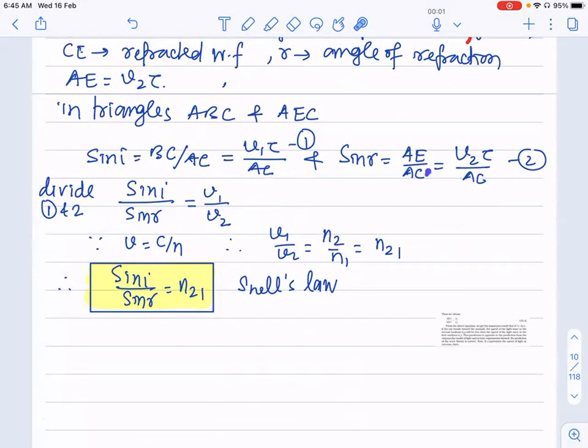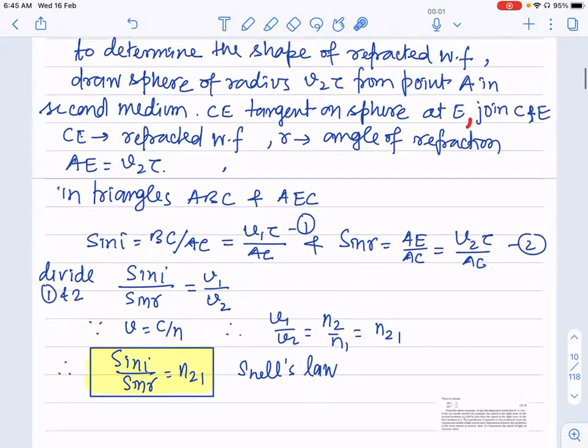तो sin i by sin r की वैल्यू पुट कर देंगे तो कैंसिल हो जाएगा, sin i AC AC कैंसिल हो गया, तो बचेगा क्या, और tau tau भी कैंसिल हो जाएगा, तो V1 by V2 बचेगा, है ना, and V1 by V2 is N2 by N1, that is N21, है ना, so it comes sin i by sin r is equal to N21, which is Snell's law, a law of refraction, है ना. Got it?